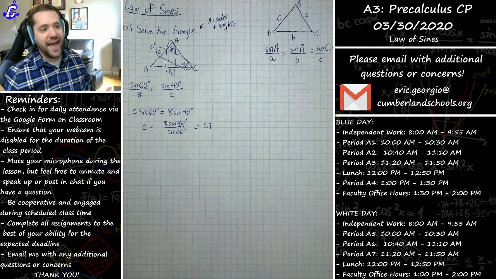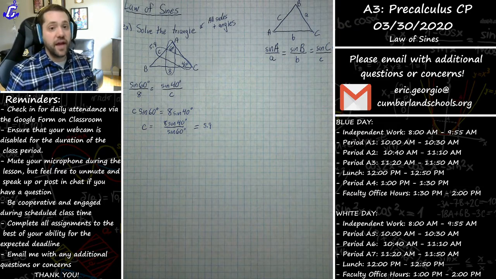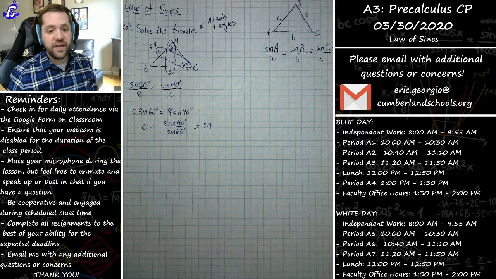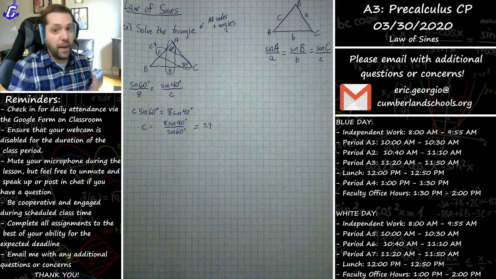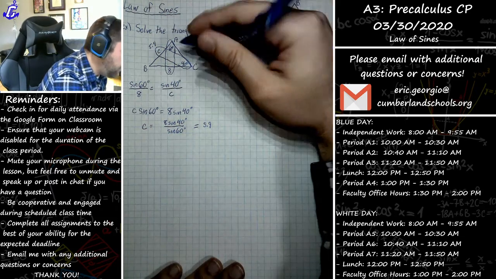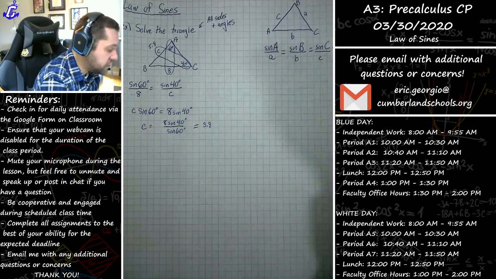Now we can work on angle B and side B. The nice thing here is the fact that I'm given two angles means I could very easily find the third angle of the triangle. We know that all three angles of the triangle have to add up to 180 degrees.